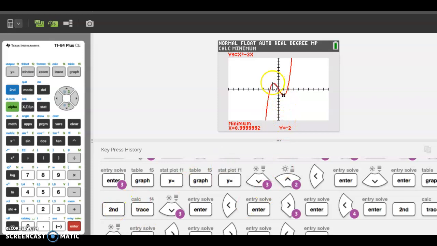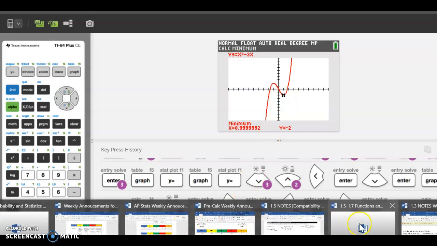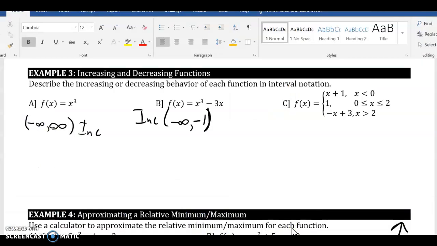So you started to decrease here. You stopped decreasing there. So I come over here to my notes, and I'm decreasing from -1 to 1. And notice, -1 is a shared point between the increasing and decreasing. Technically, nothing is happening at -1. And then we have one last thing on our graph.